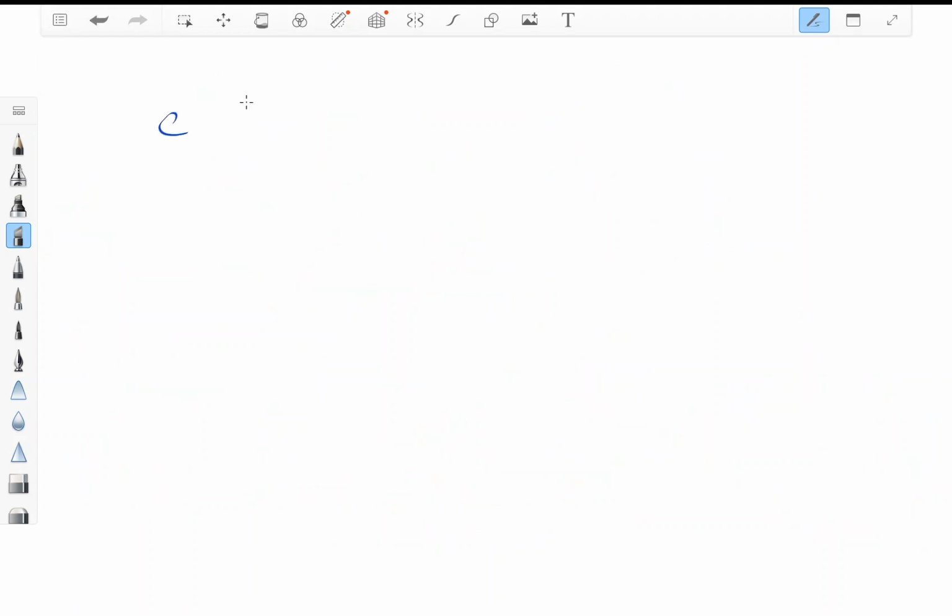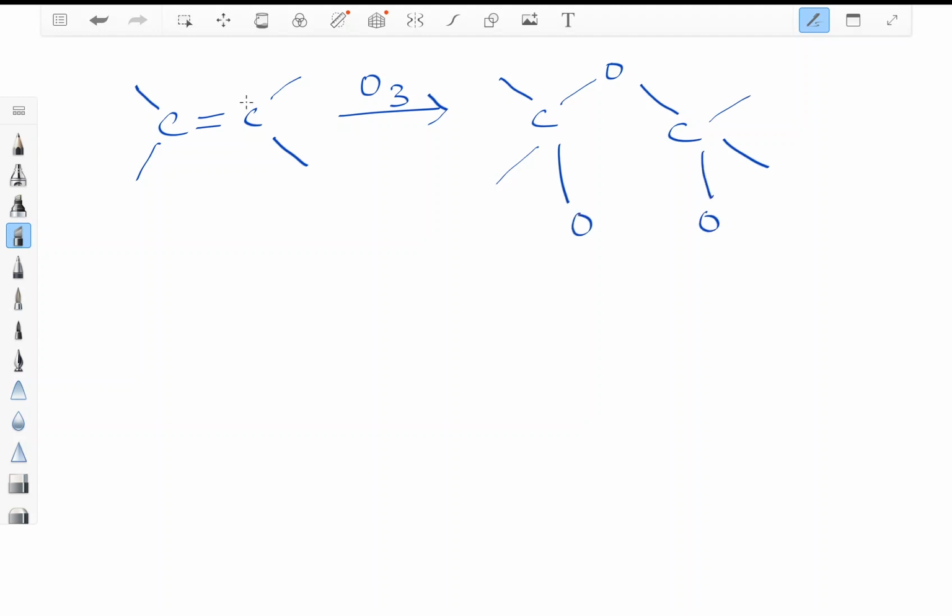Now, if we have a general alkene in the presence of an inert solvent and it reacts with ozone, we are going to get one oxygen here, then carbon with two bonds as it is, oxygen, and here a bond. This particular structure is called an ozonoid.